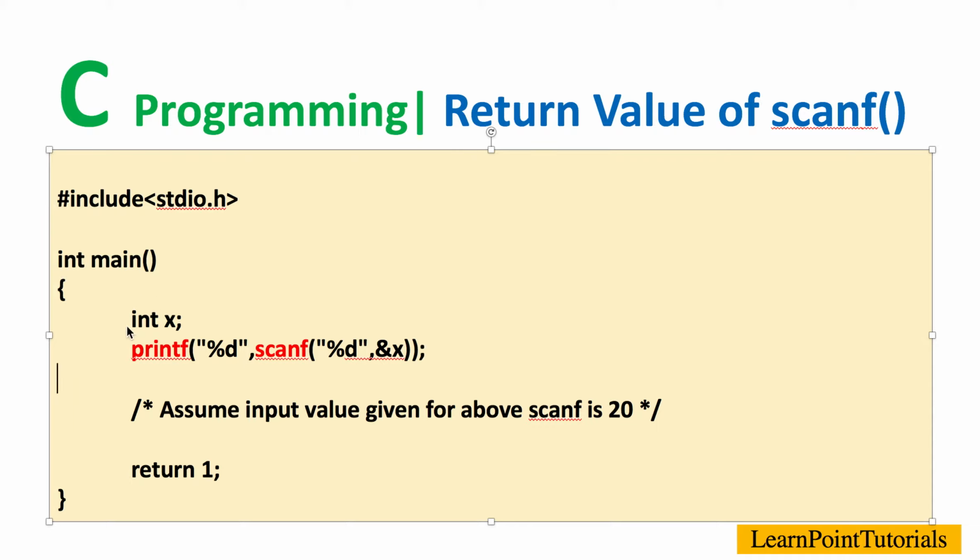an integer variable, x, and then we are using a printf function. Inside printf we are printing an integer value, %d. So basically printf is printing an integer, and what is that integer? It is the value returned by this scanf. Whatever value is returned by this internal scanf function will be printed by this outer printf function, right?